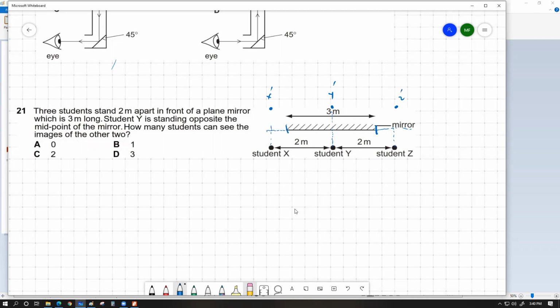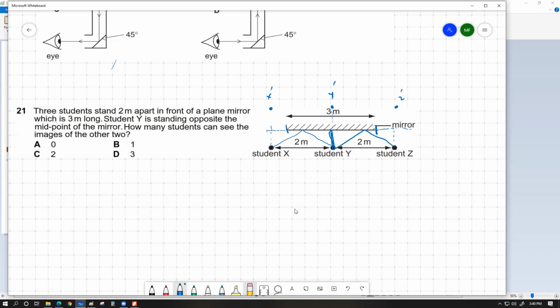Student Y can see all three of the images. Because light can reflect right here, light can directly bounce off to his direction, and light can also reflect from here to here. So student Y is the only student who is going to be seeing the image of all the 3 persons.